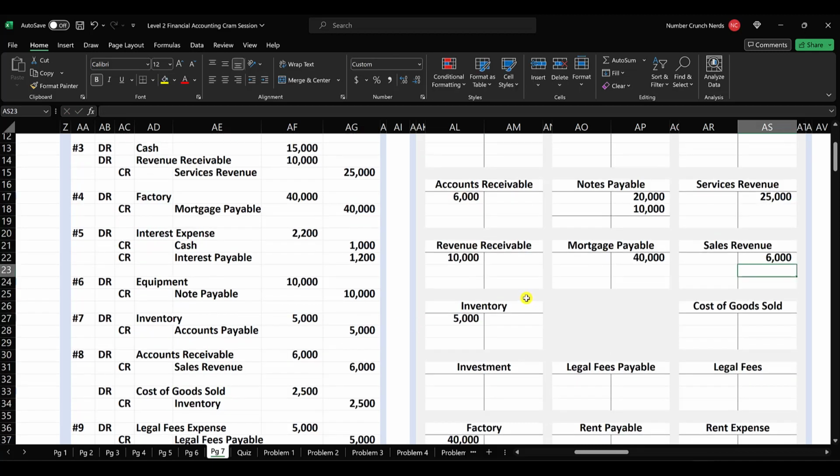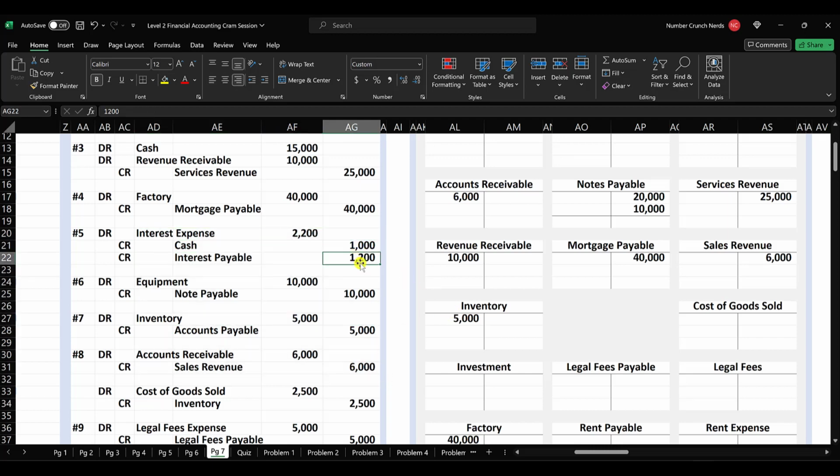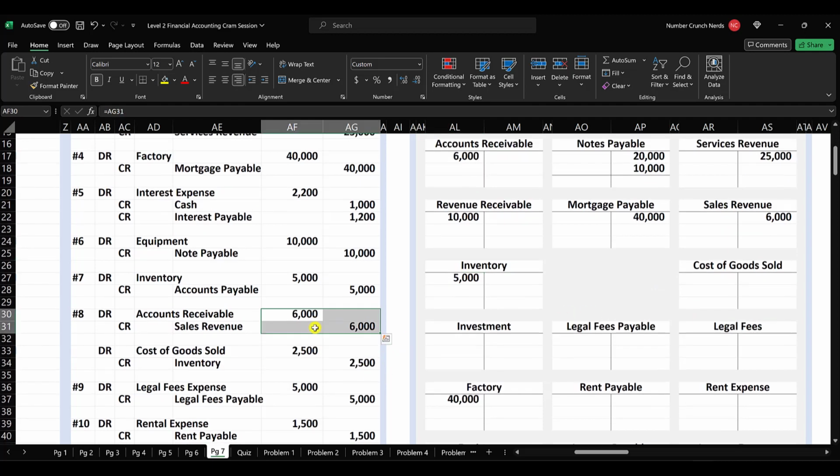So if you were doing this on an exam and you had a bunch of journal entries, and they said post them to the ledger, this is what you're going to do. You're going to take each one and put it into these T accounts by debit and credit so that we can summarize all this information. Where did we leave off? Right here with the $6,000.